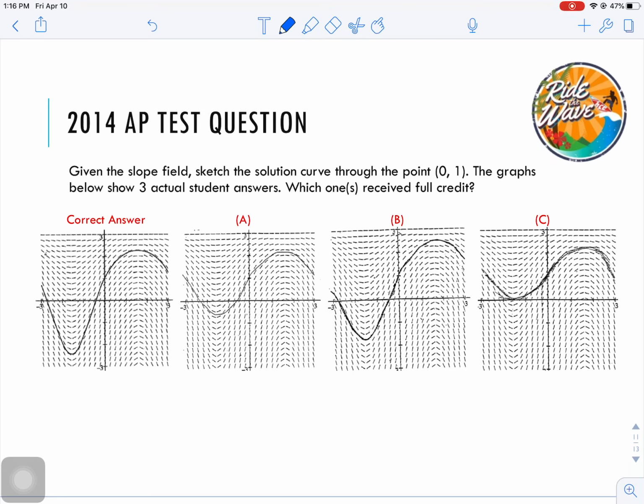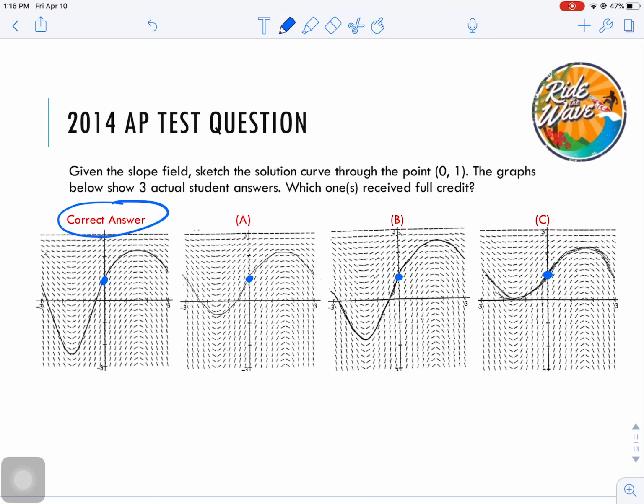Notice they're all a little bit different. They all do go through the point 0, 1 as they should. We're told it goes through the point 0, 1. They all go through the point 0, 1, so that's a good thing. And generally on the right they go kind of up and down. On the left they go down and then up, working backwards. But we can see that some go up more and some go down more and so forth. And we can see how those compare to the actual correct answer.